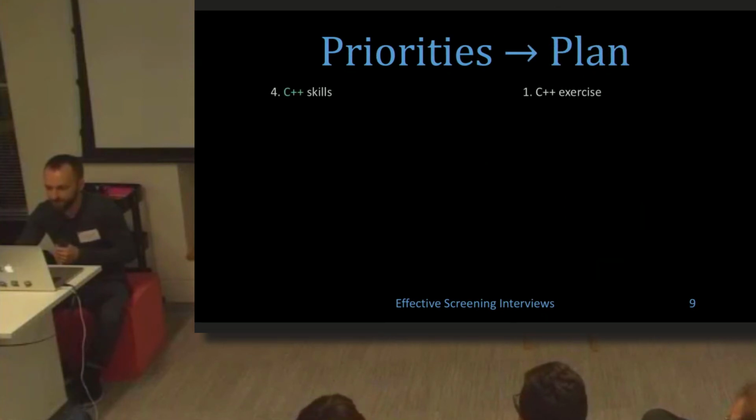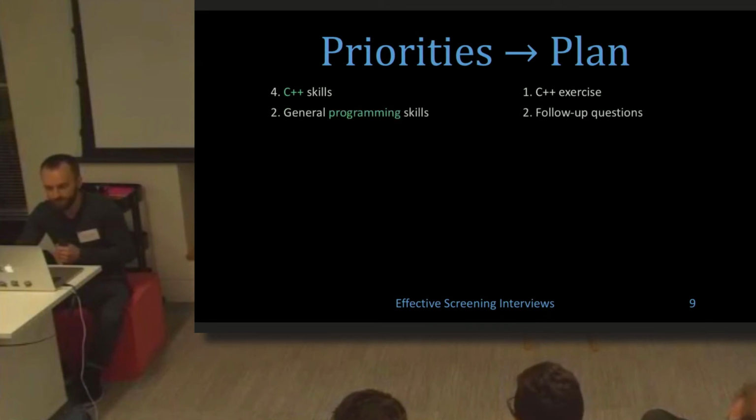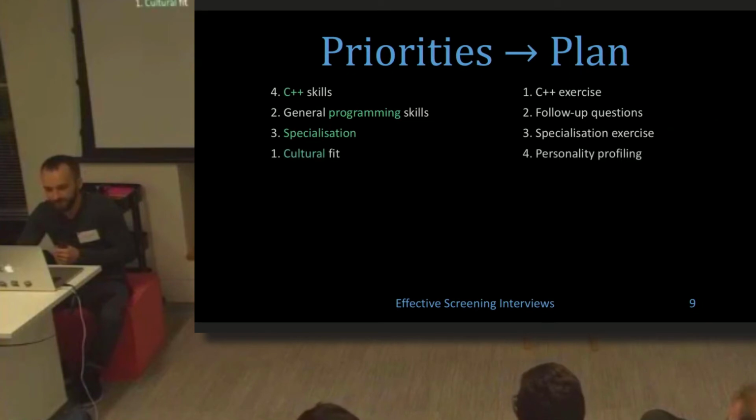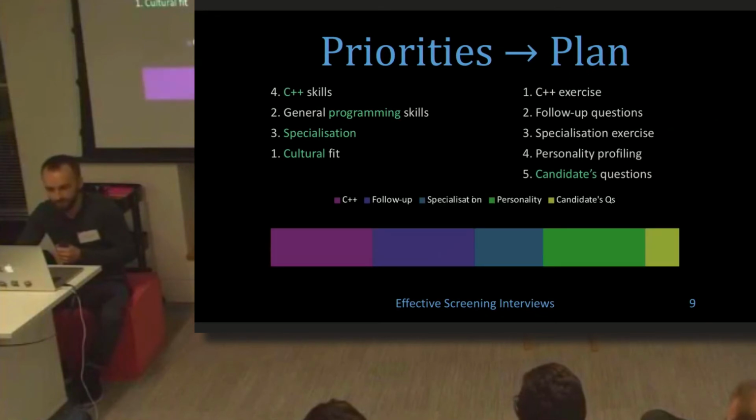Now that we had our priorities, we came up with a plan. The plan looks like this. First, we check C++ skills by giving people a practical C++ exercise. Then we ask follow-up questions to cover general programming skills. Then we'd give a specialization exercise. And while doing all of that, we'd also look for red flags to evaluate cultural fit. And in the end, we'd leave 5 minutes for the candidate to ask us questions. And this is roughly how it would look in terms of time.